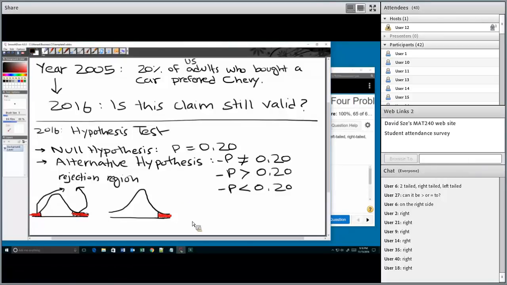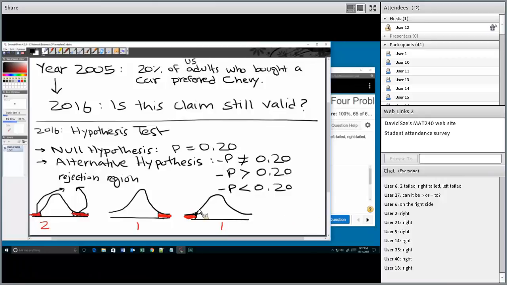And similarly, the tail can also be on the left side, which is the case here. Let me just draw it out. The tail is on the left side, right here, and I highlight this area. So this is a two-tailed test. This is a one-tailed test where the tail is on the right side. This is a one-tailed test where the tail is on the left side.